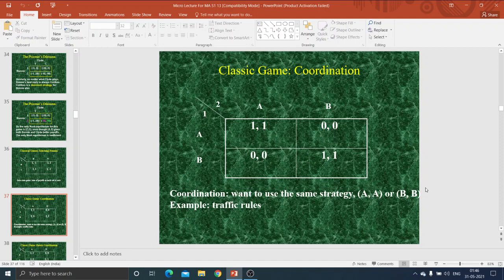Now there are other games such as coordination games. In that game, if you work in a coordinated fashion, only then will you get a result. For example, if both play strategy AA, they will get some benefit. If both play BB, they get benefit, otherwise they don't get anything. So in a coordination game, players want to use the same strategy, AA or BB. Example: traffic rules. What does the traffic rule always say? If there is a red light, you have to stop. A red light demands coordination.